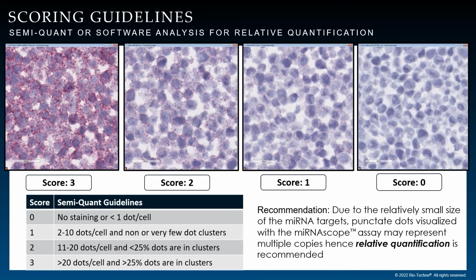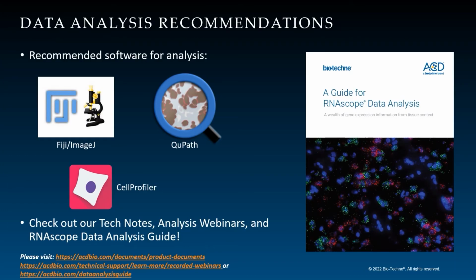A score of 2 corresponds to 11 to 20 dots per cell, with less than 25% of dots present as clusters. A score of 3 represents greater than 20 spots per cell and greater than 25% of dots in clusters. When doing image analysis, we recommend using ImageJ, QuPath, or CellProfiler. Some researchers also use Halo software to analyze RNAscope images.